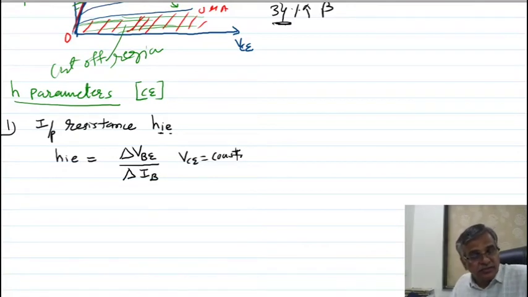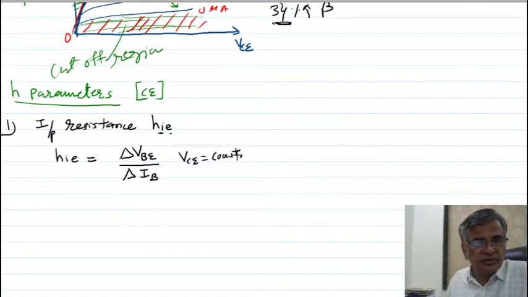Listen again, the input resistance of the common emitter configuration is the ratio of change in input base emitter voltage to the corresponding change in input base current at a constant value of the collector emitter voltage. This ratio is called input resistance.